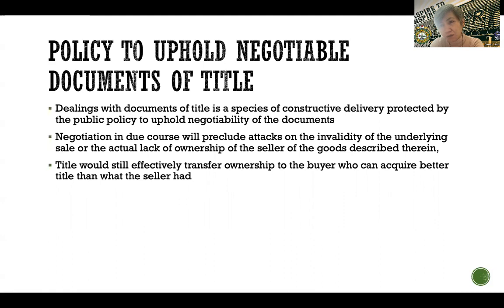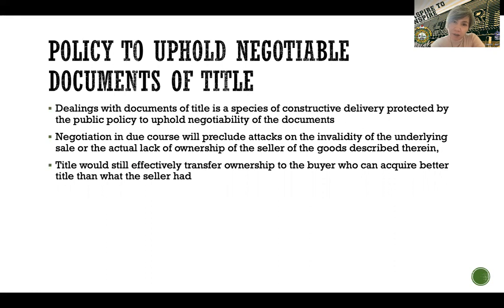Okay? So meaning, whoever bears or in whose favor the negotiable instrument is made can acquire better title than the transferor of that negotiable instrument. So take note, if there is negotiation in due course of that negotiable document of title, it will preclude any question on its invalidity or even the title of the seller of the goods or the purported owner of the goods described in the document of title. So title will still effectively transfer ownership to the buyer, who can acquire better right than what the seller had.